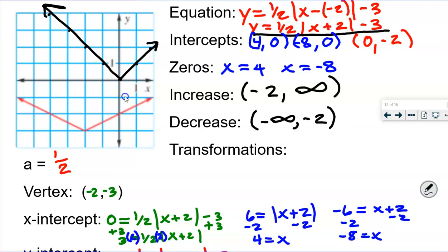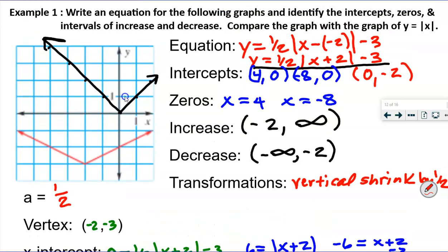How does it compare? So we want to look at A. And what did A tell us? If we went back, we would say that A has to do with a shrink or a stretch, right? And remember, if A is between 0 and 1, it's a shrink. So this is a vertical shrink by a factor of what? By 1/2, okay? Then what do H and K tell us?